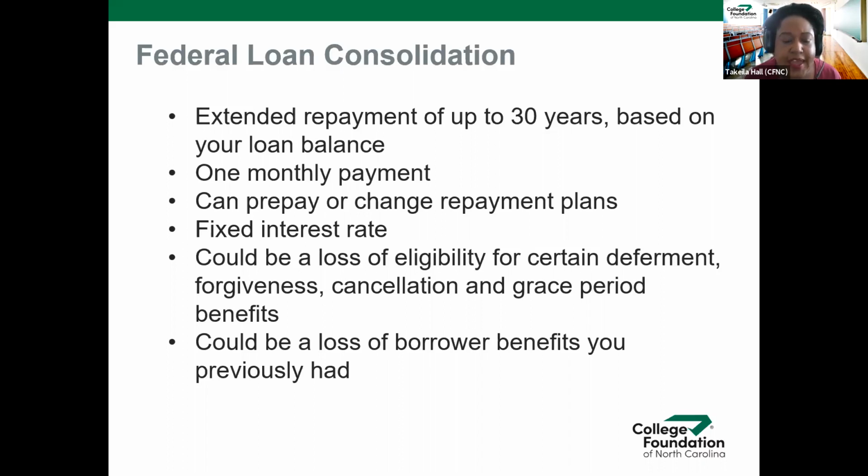So just want to make sure that that's clear. And of course, it could be loss of borrower benefits again, like I said. And I think that's one of the major things that borrowers want to talk to their loan servicer about. So you really want to understand what your borrower benefits are under your loan before you consolidate, to see if this is going to be the best option for you. So just want to make sure that's clear.